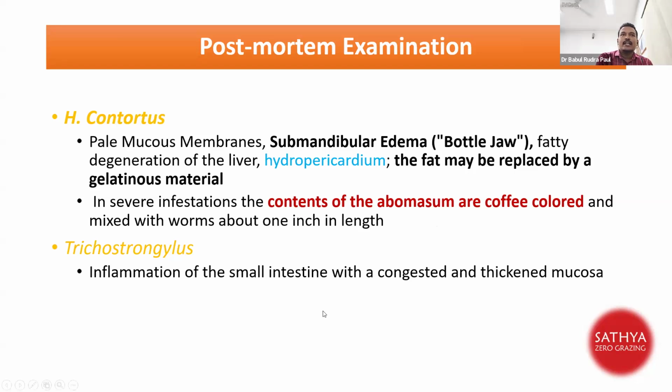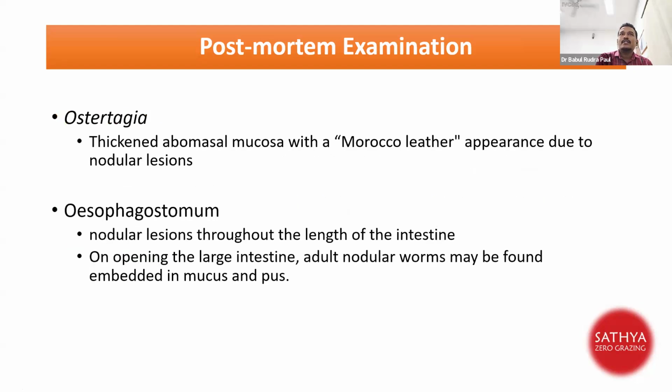With Trichostrongylus, there is inflammation of the intestine, because the intestines are heavily affected by Trichostrongylus. Next one is Ostertagia. It gives the typical morocco leather appearance. And Oesophagostomum gives nodular lesions throughout the length of the intestines.